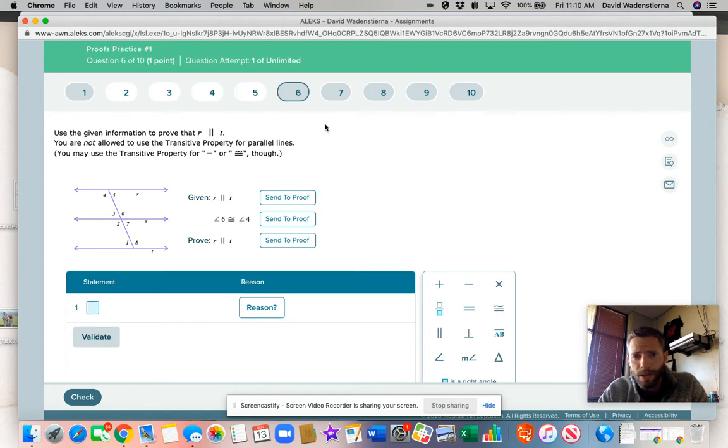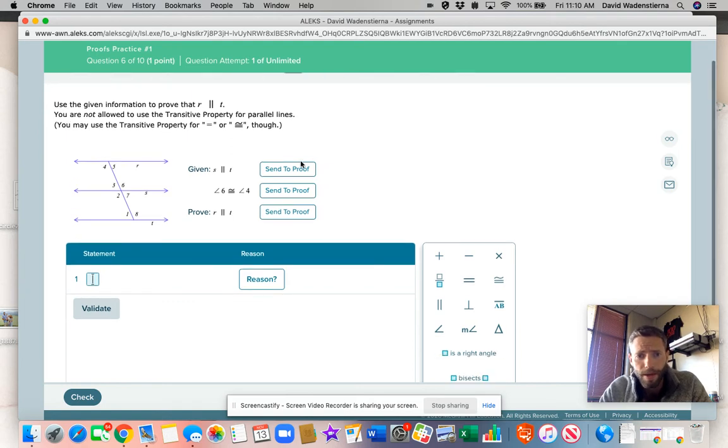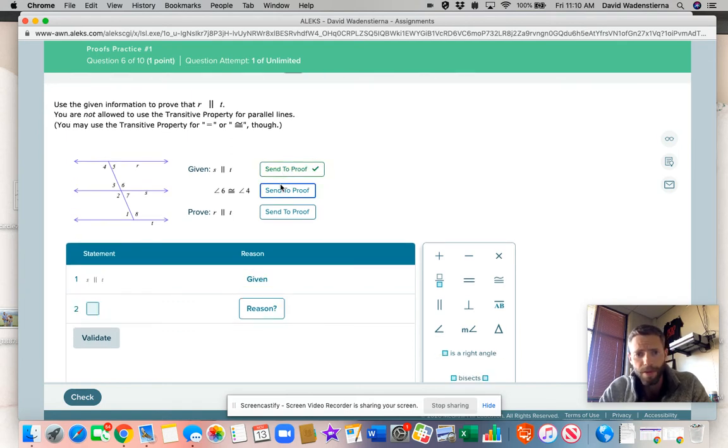I'm going to do number 6 and 9 on the ALEKS proof practice. So this would be a great thing to check out if you are having a hard time grasping how to do proofs like this. So I'm going to go ahead and set my givens down first off here.